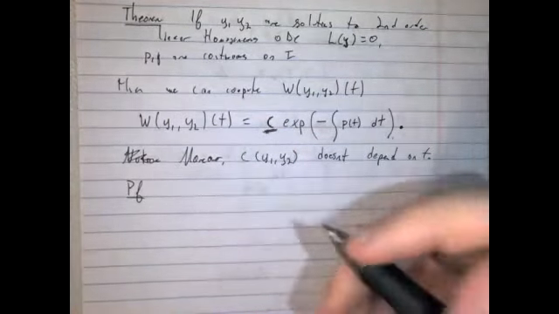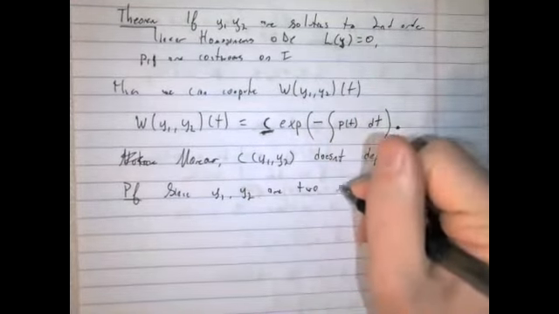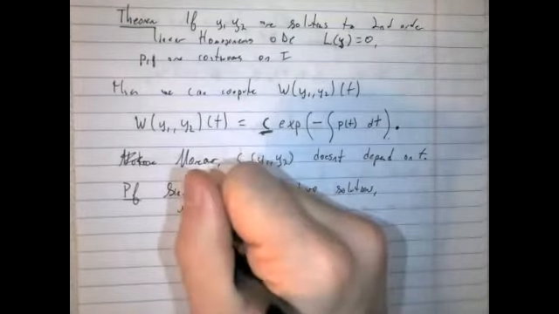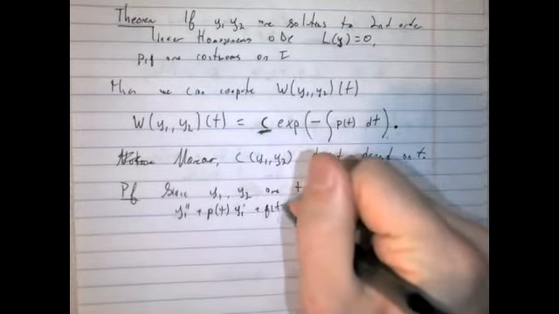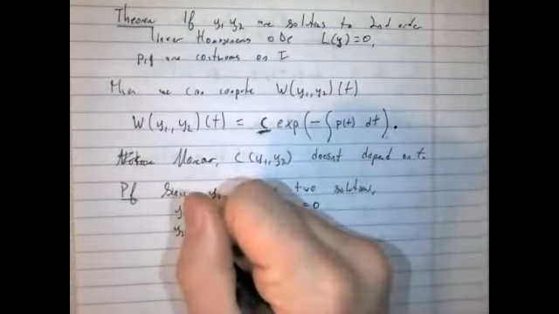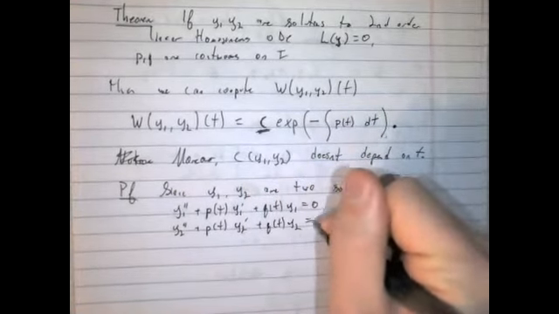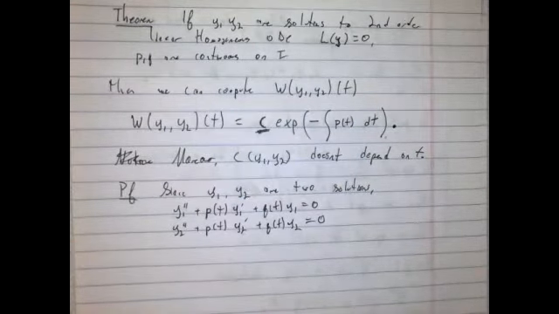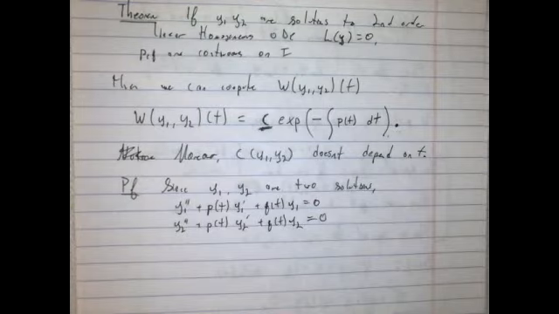So let's write out our two solutions. Since y1 and y2 are two solutions, we can write out y1 double prime plus p of t y1 prime plus q of t y1 is equal to 0, right? Moreover, we can do the same thing for y2. y2 double prime plus p of t y2 prime plus q of t y2 is also equal to 0. Thus far, everyone is fine with what I'm doing, right? Are there any questions about what's going on here? Okay.